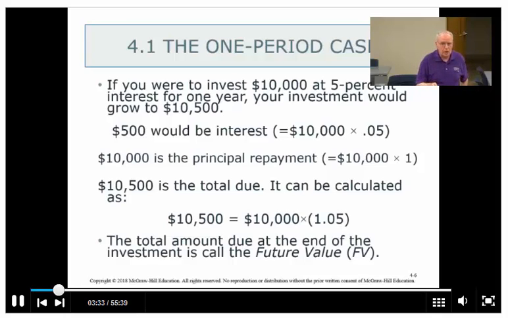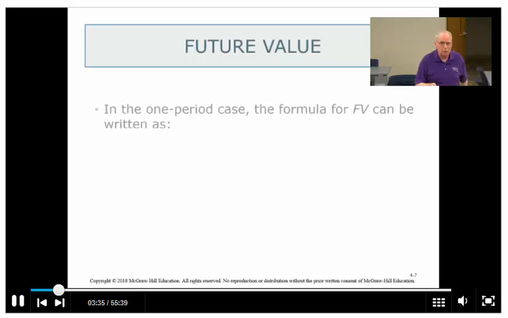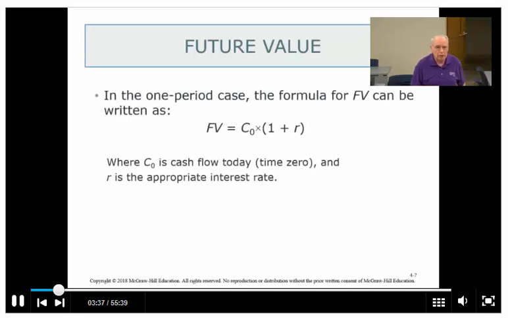Now, this mathematical calculation can be boiled down to future value equals the investment, and your author calls it cash at time 0, multiplied by 1 plus the rate.